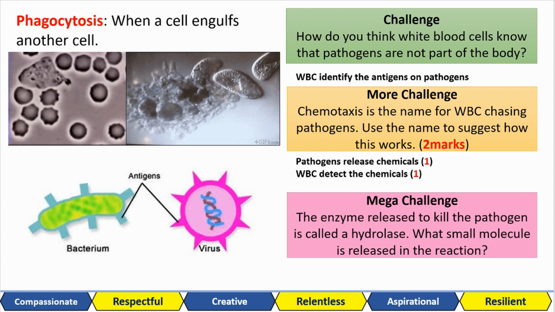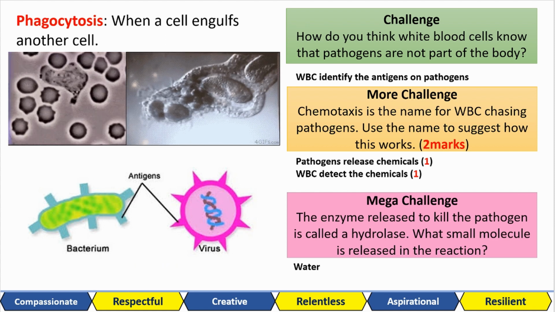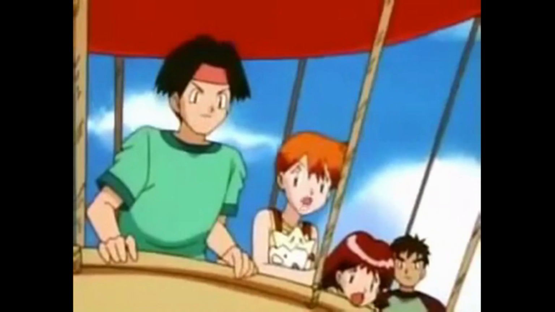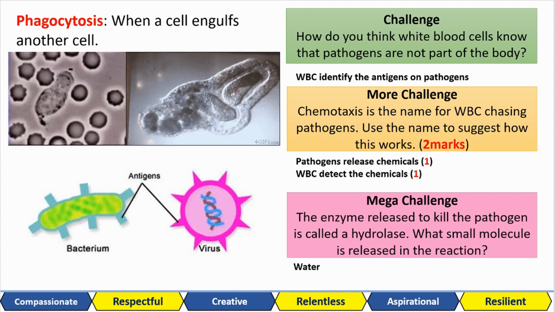The enzyme that breaks down pathogens is called hydrolase. Hydro is always associated with water. Looks to me like Squirtle just learned how to use hydro pump. Squirtle! So the small molecule that's released must be water.